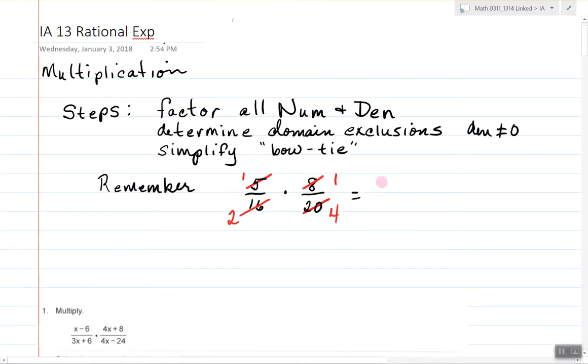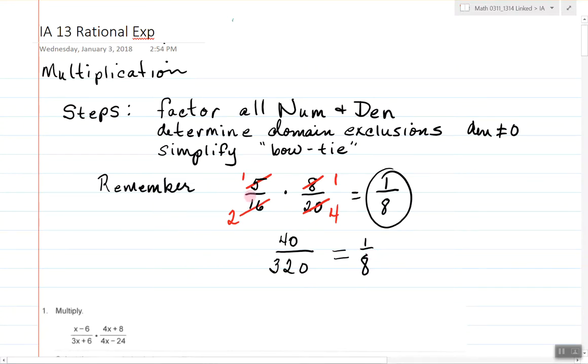Multiply what's left over in the numerators. 1 times 1 is 1. Denominators, 2 times 4 is 8. Now, in this case, I have shown you that you can reduce, simplify before multiplying. If I had just multiplied 5 times 8, I would have gotten 40. And 16 times 20, I would have gotten 320. And then I would have needed to reduce this, which might have taken me several steps. I still would have gotten to 1/8.